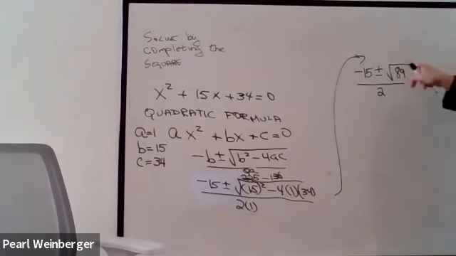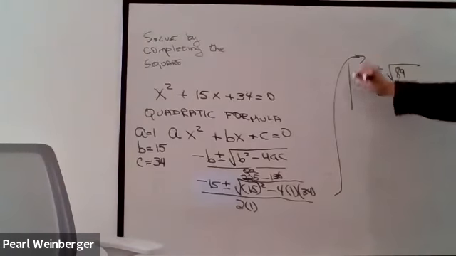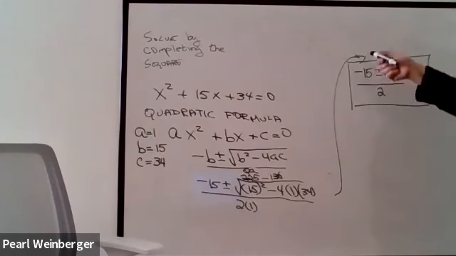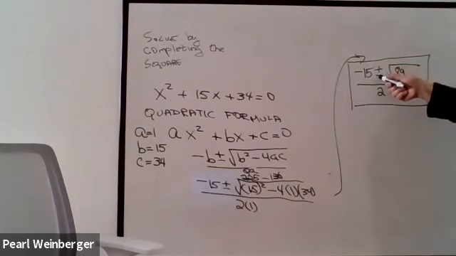Now, I have a radical here. Is 89 a perfect square? No. Can we break it down into anything? No. If we want to leave our answer in radical form, here it is. The answer to this question would have been negative 15 plus or minus the square root of 89 divided by 2. And I was able to find out this answer by using the quadratic formula.